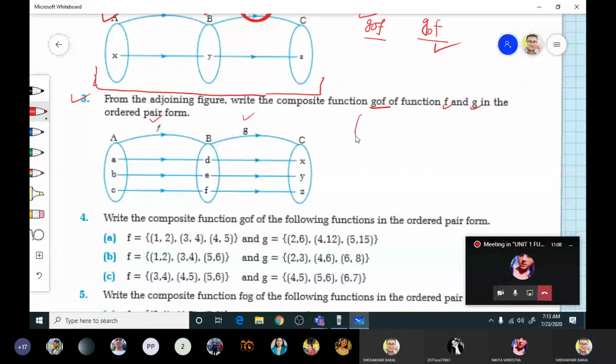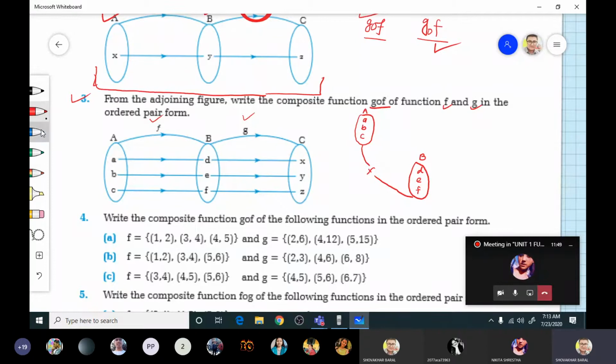Here there are two sets, A and B. In set A, there are elements a, b, c. And in set B, there are elements d, e, and f. This function is f that connects set A with set B. And the elements are mapped like this.